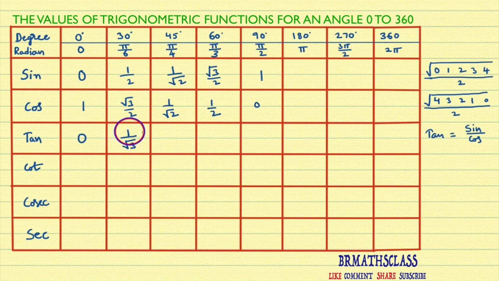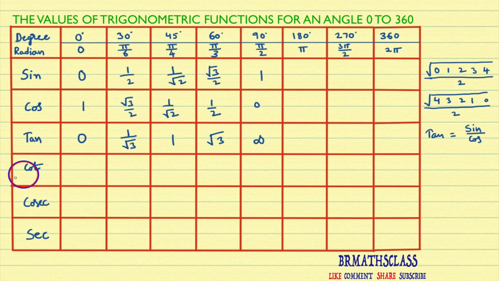You see here, tan 45 degrees is sin 45 degrees divided by cos 45 degrees. Here 1 by root 2 divided by 1 by root 2. Root 2 will get cancelled. 1 by 1 is 1. Tan 60 degrees is sin 60 degrees divided by cos 60 degrees. Root 3 by 2 divided by 1 by 2. 2 will get cancelled. You will get root 3 by 1, which is root 3 only. Tan 90 degrees is sin 90 degrees divided by cos 90 degrees. 1 by 0. 1 by 0 is not defined because the denominator is 0.